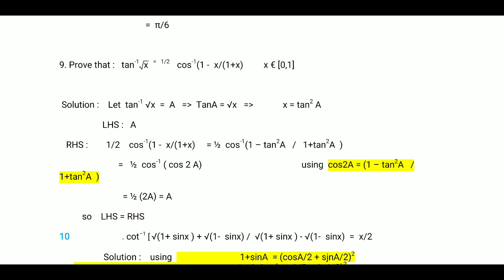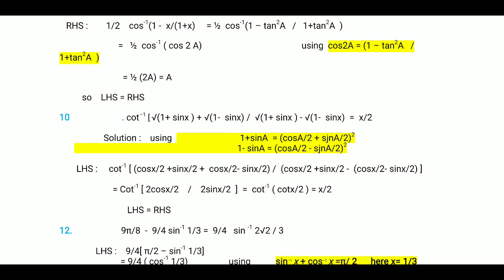So this becomes half cos inverse cos 2a. We know the formula from trigonometry: cos 2a is equal to 1 minus tan square a upon 1 plus tan square a. Now cos inverse and cos remove, we get half into 2a, that is a. Thus RHS is also a. So LHS and RHS both are equal. Verified.